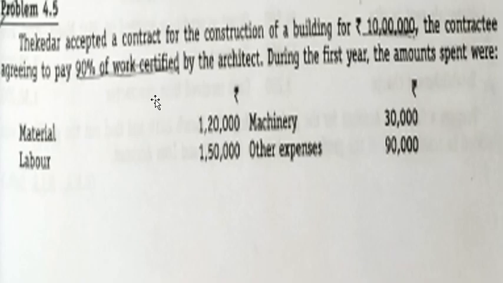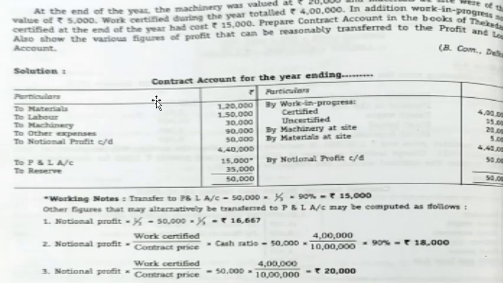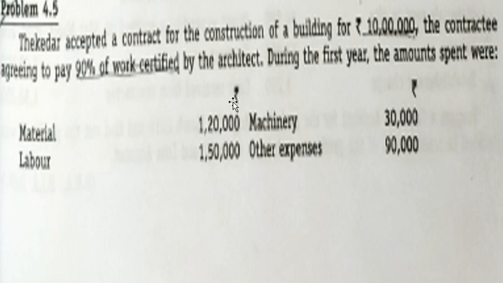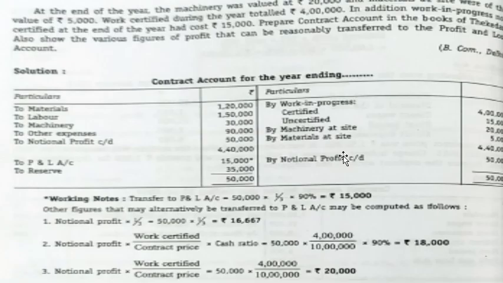So now let us jump into your contract account. Contract account for the year ending. We will record all the expenses. The expenses are materials 1,20,000, labor 1,50,000, machinery 30,000, and other expenses 90,000, which have been introduced into the contract. So we have taken here material, labor, machinery, and other expenses.